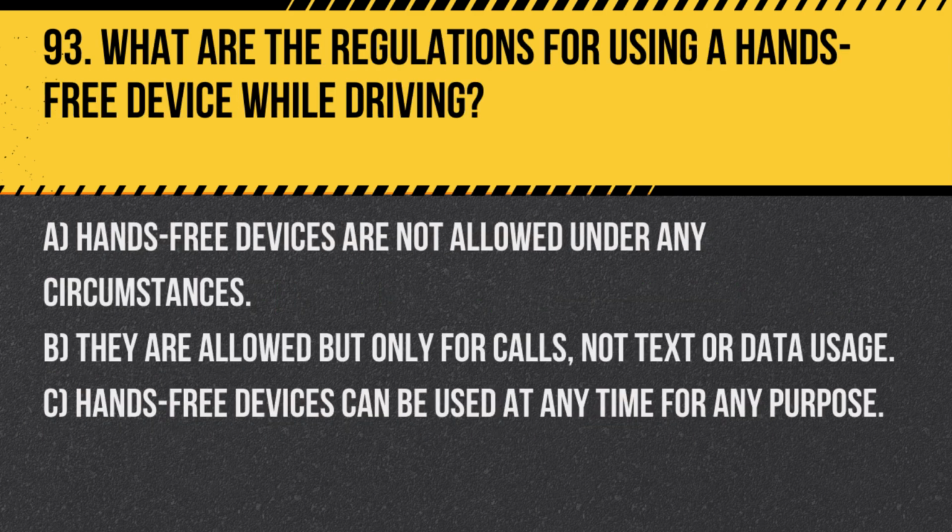Question 93. What are the regulations for using a hands-free device while driving? A. Hands-free devices are not allowed under any circumstances. B. They are allowed but only for calls, not text or data usage. C. Hands-free devices can be used at any time for any purpose. Answer. B. They are allowed but only for calls, not text or data usage. This regulation is to ensure attention remains on driving without handling the device.